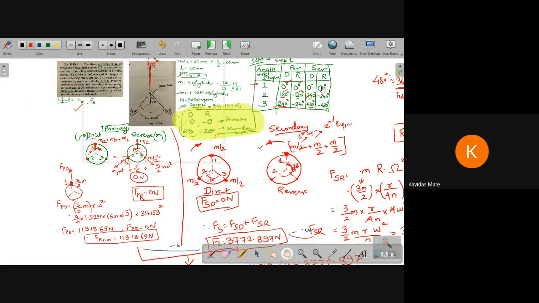Secondary also, do the same thing with these angles, find the values and get the secondary force. But since this is the same engine, primary and secondary would be the total unbalanced force and get the values. So this summarizes the problem on radial engines.